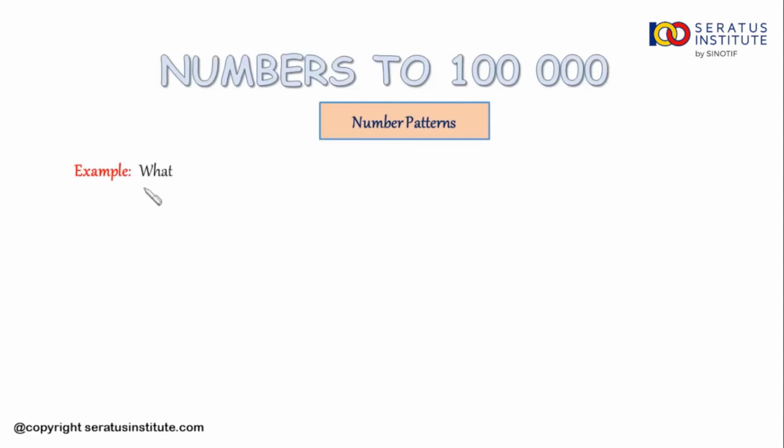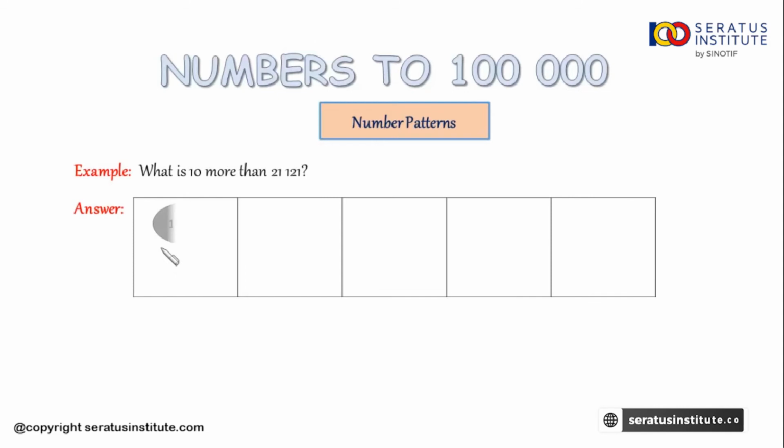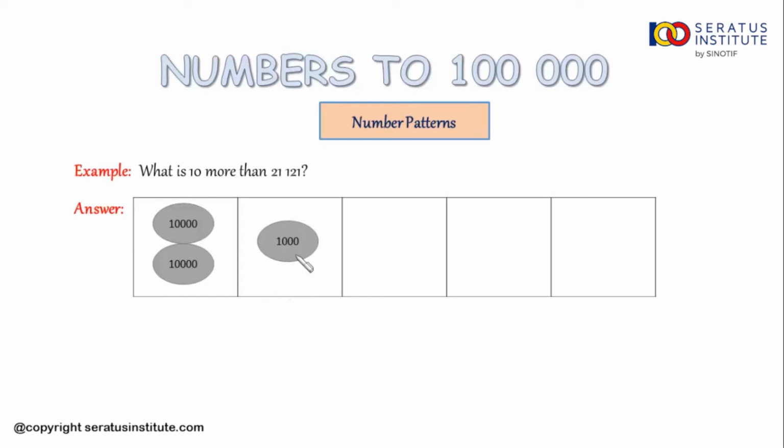The example is, what is 10 more than 21,121? To know the result, we can make a table like before. We separate each digit in the number according to its value. This is the table. There are two 10,000s, then one 1,000, one 100, two tens, and one ones.